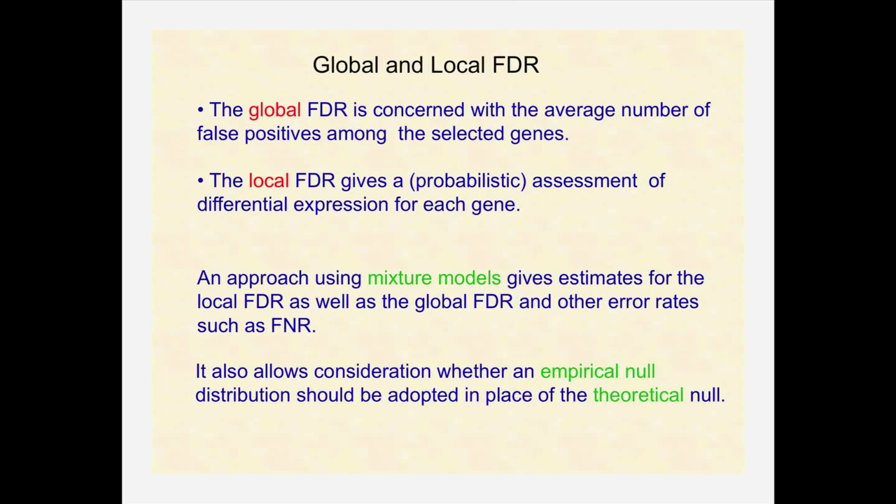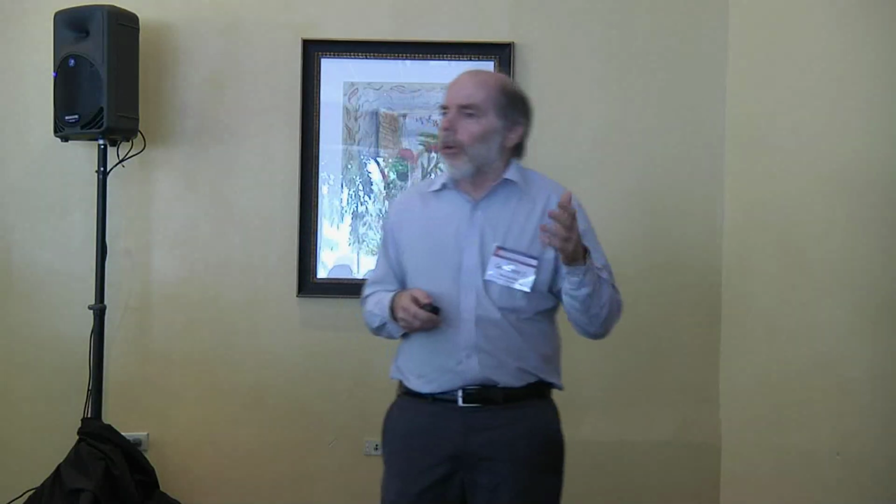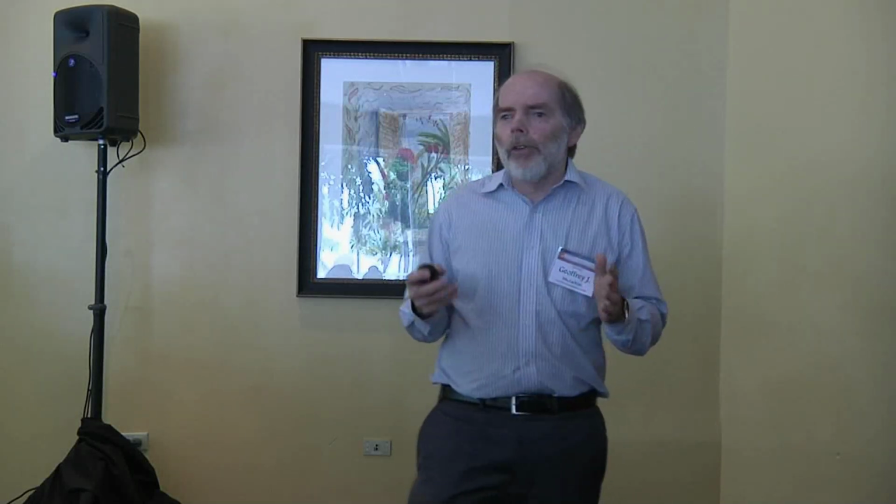And if you use mixture models, you can give estimates for the local FDR as well as the global FDR and the other error rates like the false negative rate. And well, basically Efron goes on from here now to use a non-parametric approach to estimate the local false discovery rate. And he has to make some assumptions. So he makes the assumption that the proportion of null genes is very close to 1. But as I say, I've been sort of fooling around with mixture models for ages. So I thought I would try and fit these mixture models in a parametric framework.